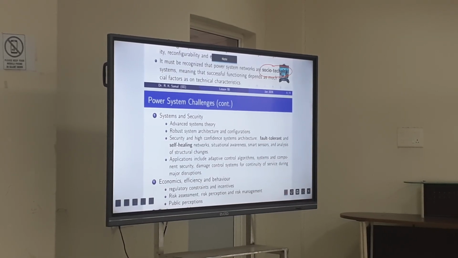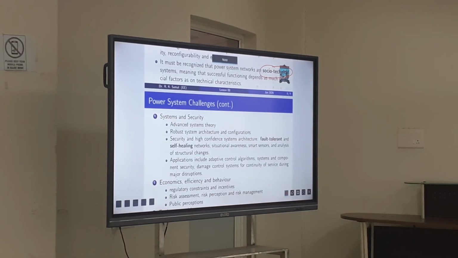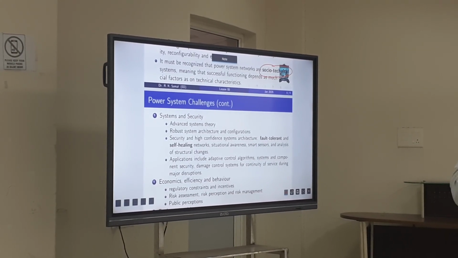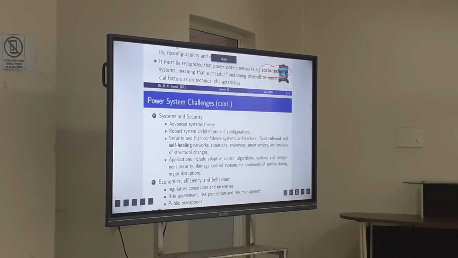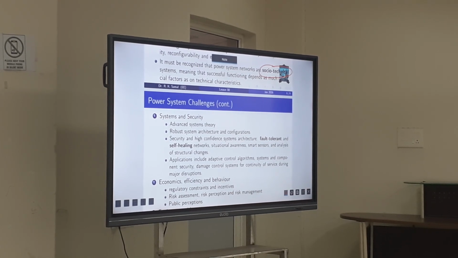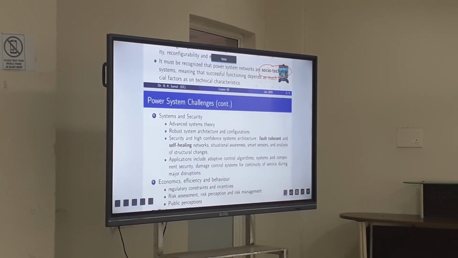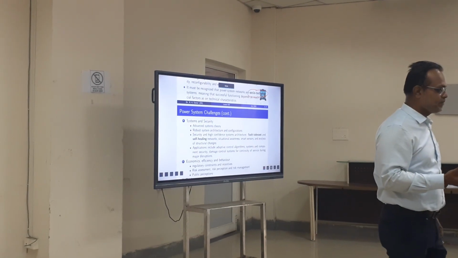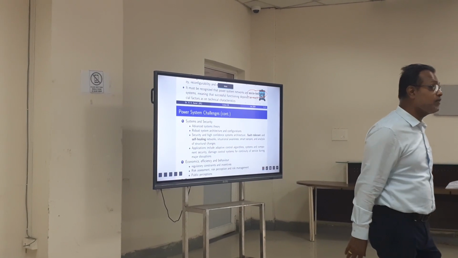If a person doesn't have electricity, he is least bothered about what is there in the power system, how complex it is, how beautiful it is. They are not bothered about the complexity of the power system. What eventually they need is 24x7 electricity. Right? That's why these are very, very important socio-technical systems.